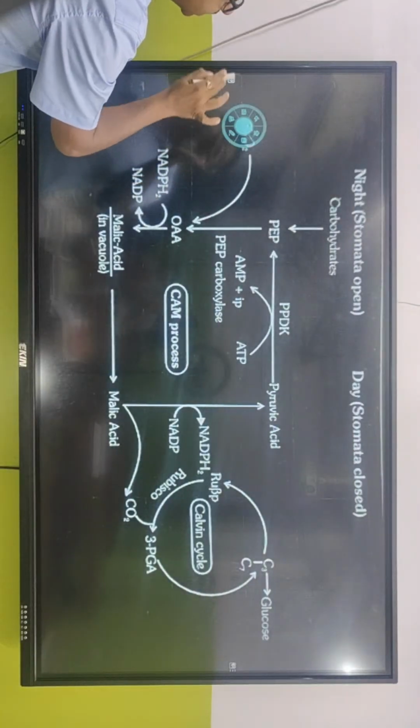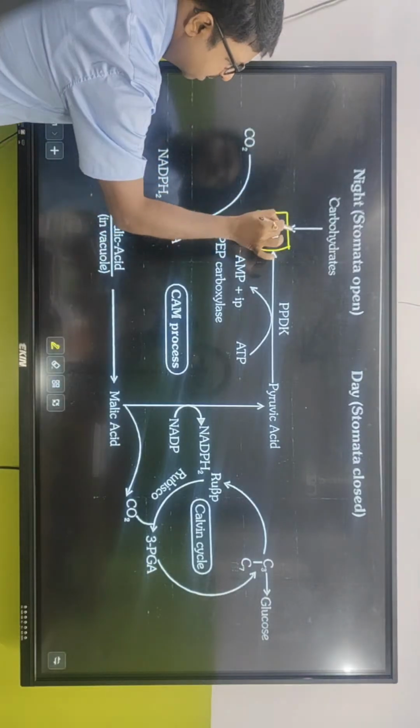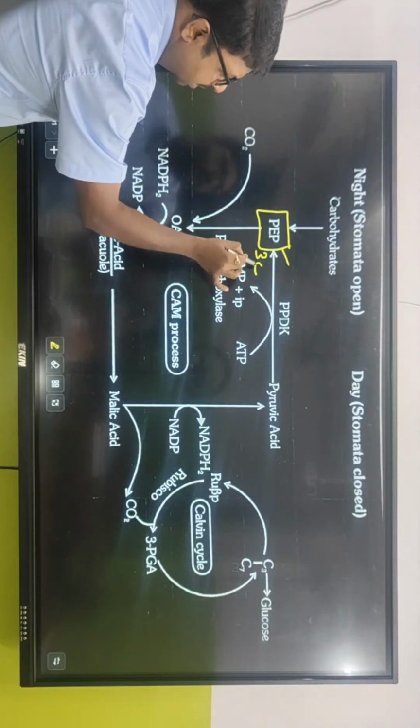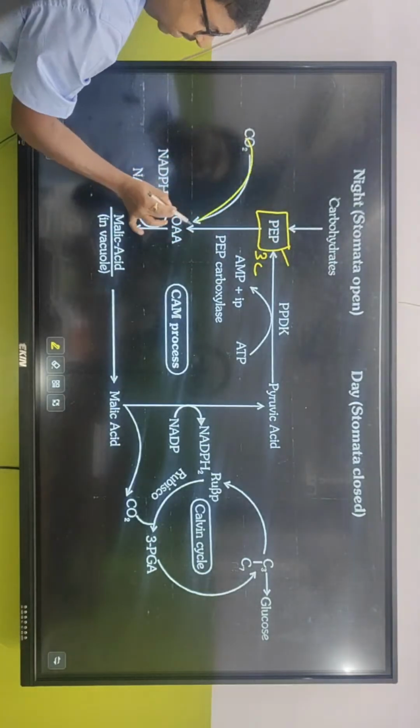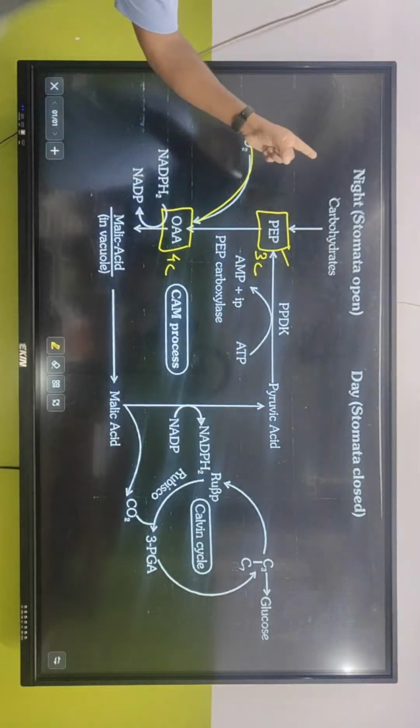So this is what happens during night and during day. Phosphoenol pyruvate, which is the main carbon dioxide acceptor, a 3-carbon compound, binds with carbon dioxide and forms what? Oxaloacetic acid, which is a 4-carbon compound. So we are talking about night.